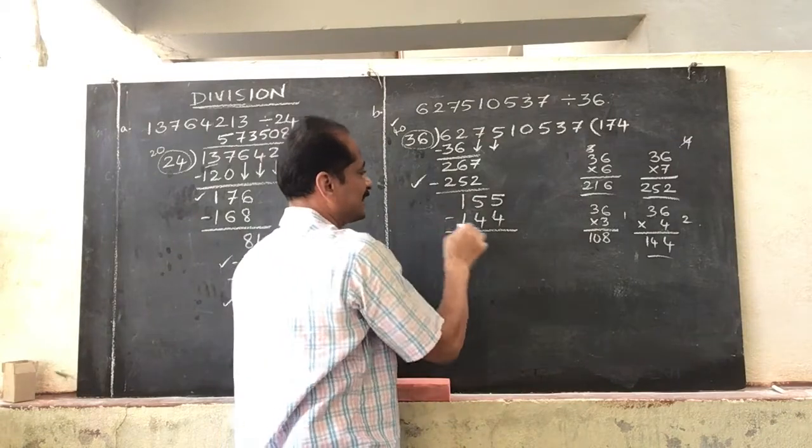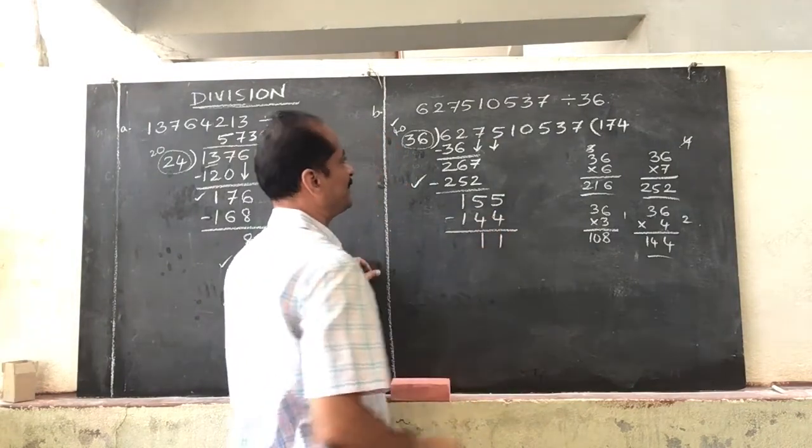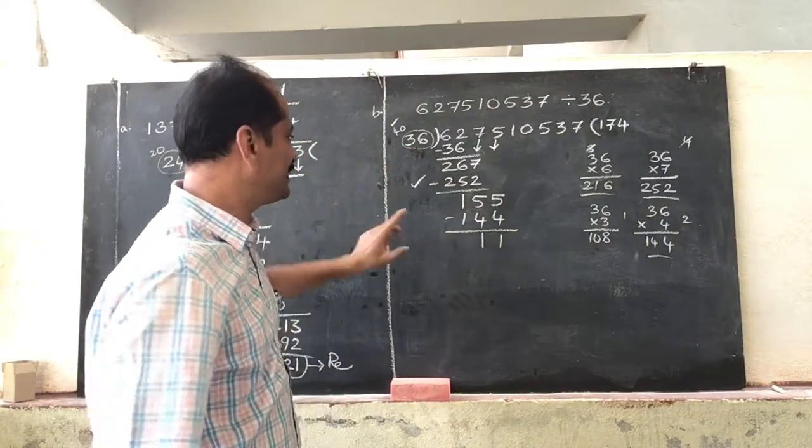Now the remainder should be less than the divisor, 36. 5 minus 4 is 1. 5 minus 4 is 1. 1 minus 1 is 0. 11 is the remainder. 11 is less than 36, so this step is also correct.